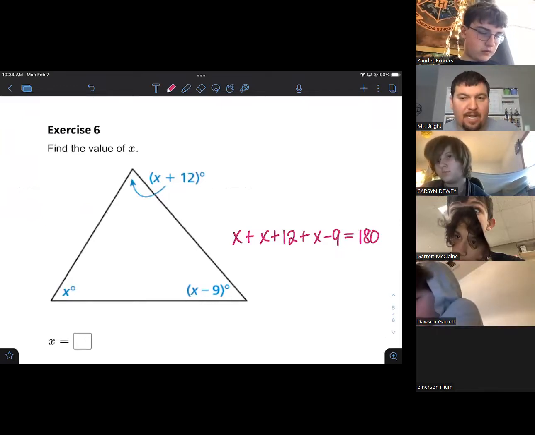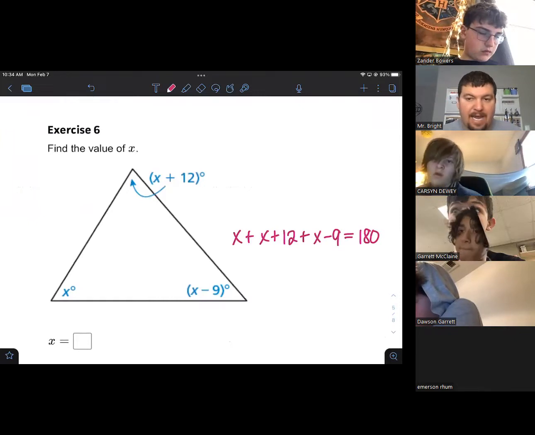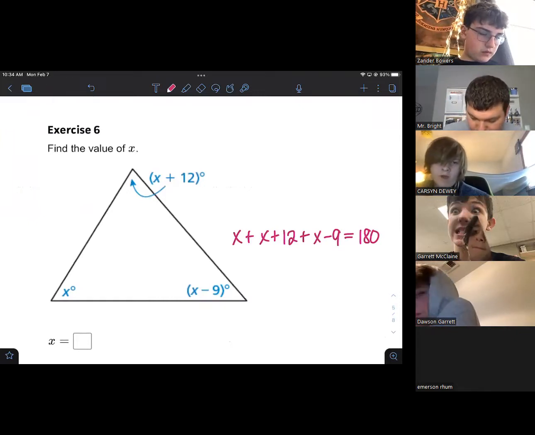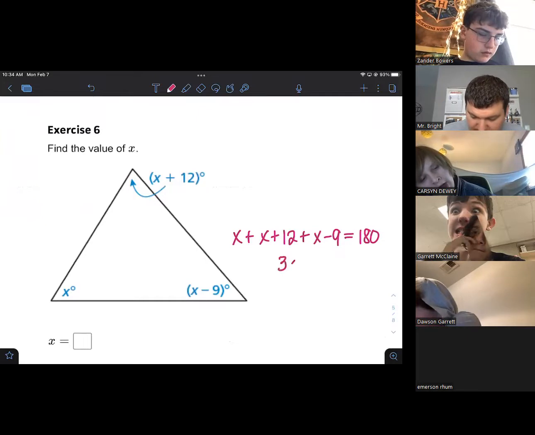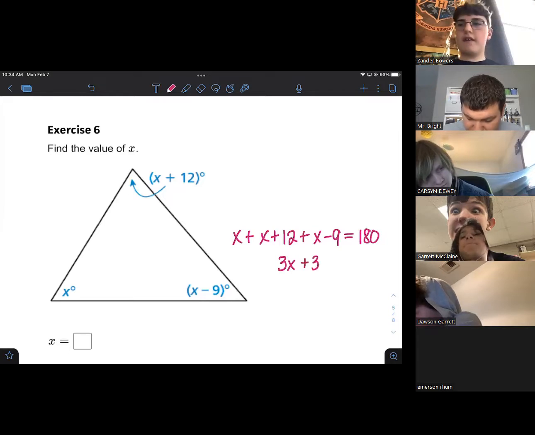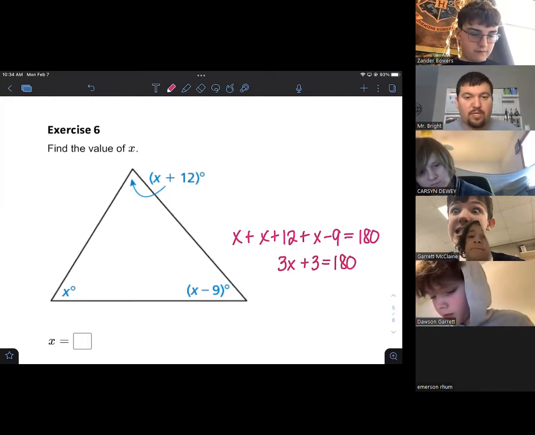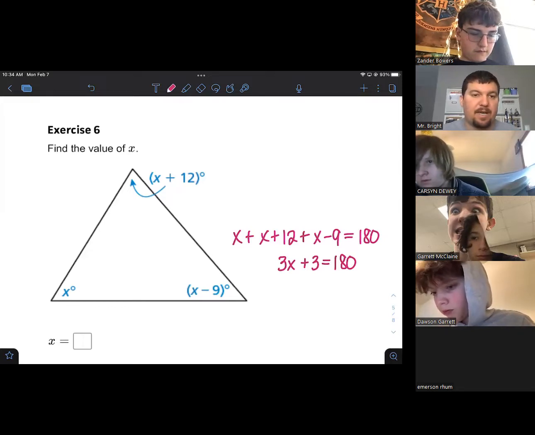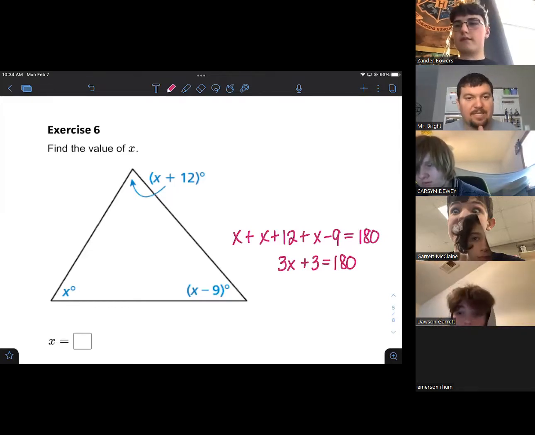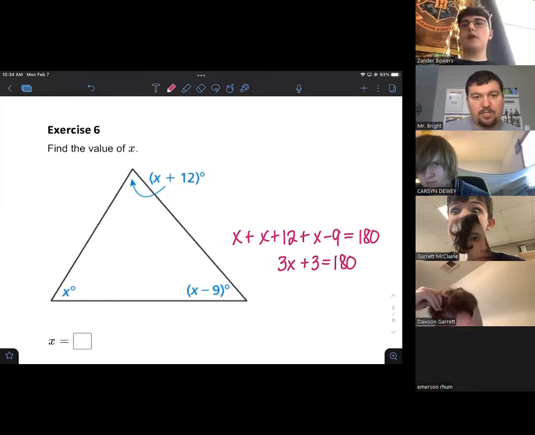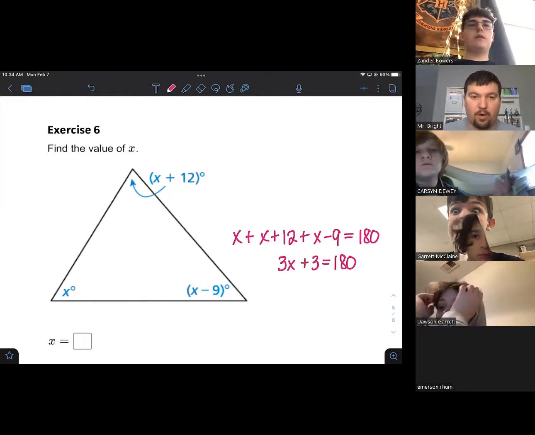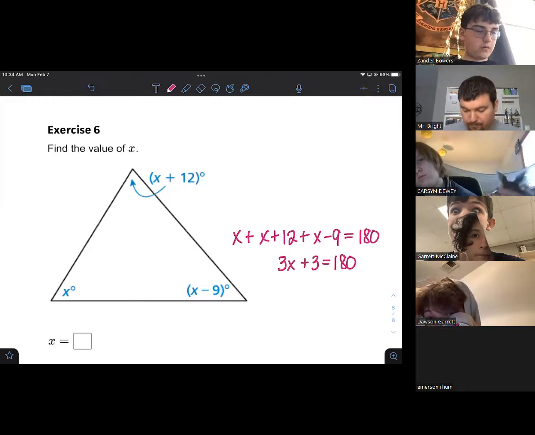Let's combine our like terms. Lizzie, can you tell me how many X's I'm going to have? Okay. And can you tell me what my constant is going to be if I combine 12 and negative 9? 3. Also 3, yeah, so 3x plus 3 equals 180. If you want to start from here, I'm okay with that. If you want to do the combining like terms step in your head and not have to write two things down, that's fine. But this is the minimum. I at least need you to start here. I don't want you to go any farther without writing it down.